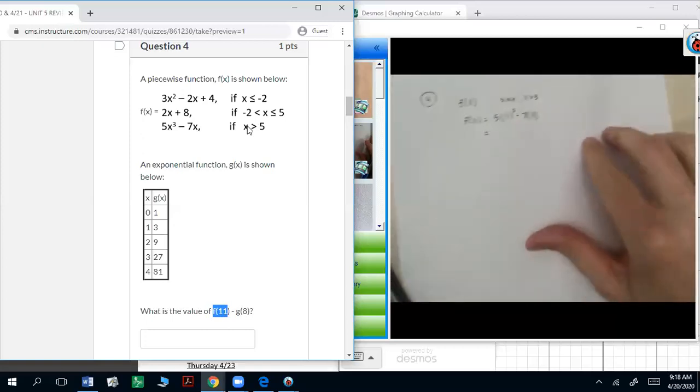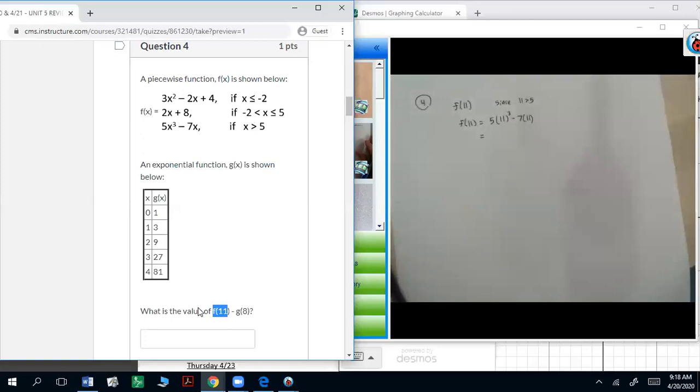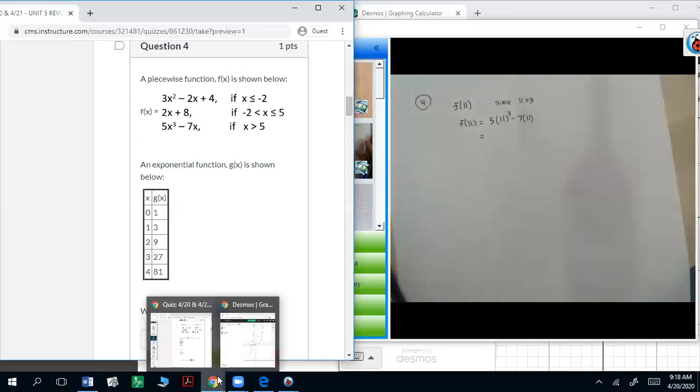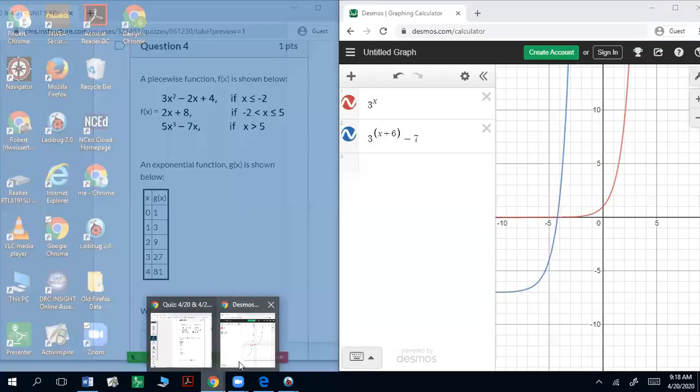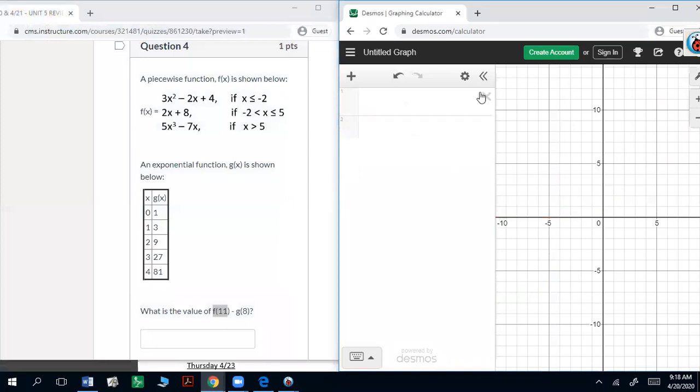And that's probably going to be a fairly large number. So let's go to our calculator and figure it out. 5 times 11 to the third power. We'll go to Desmos. 5 parentheses 11 to the third power minus 7 parentheses 11. And wow, that's going to be 6578. So we'll write that down.